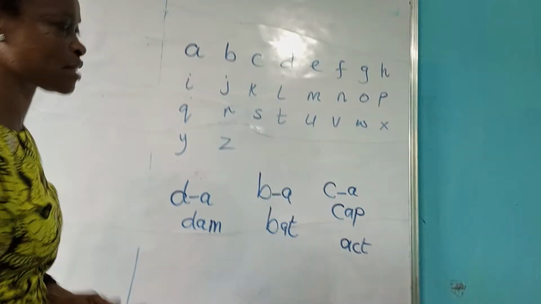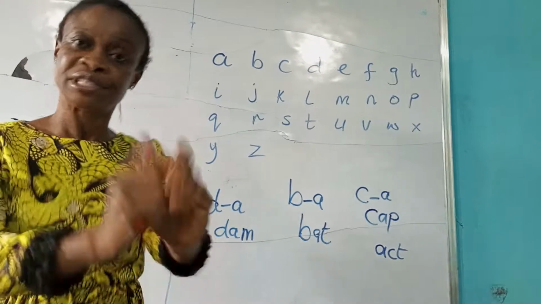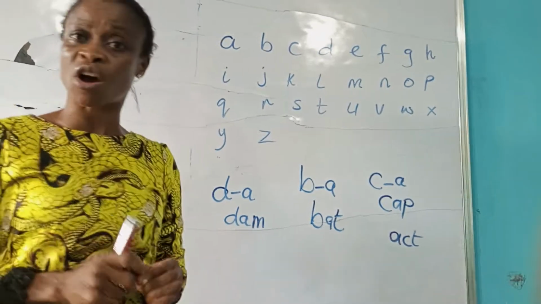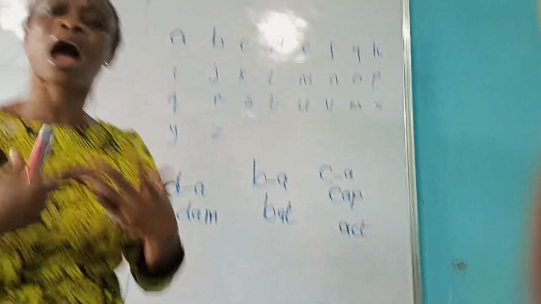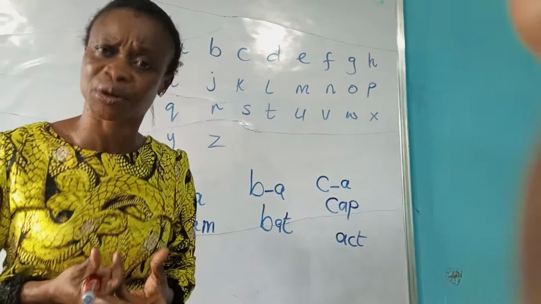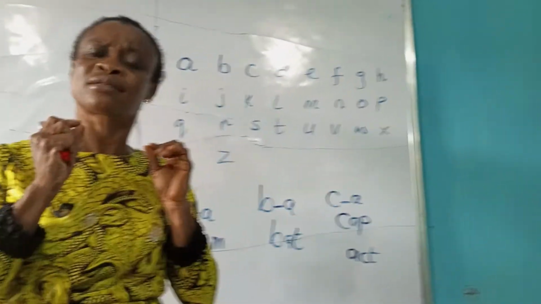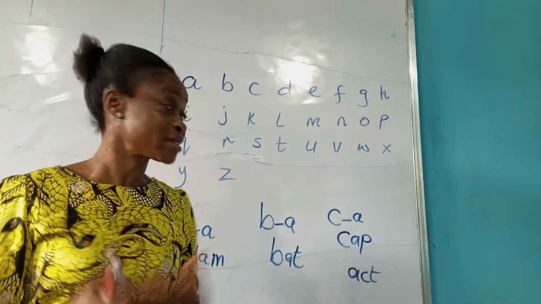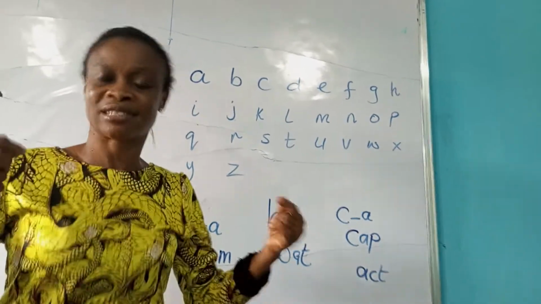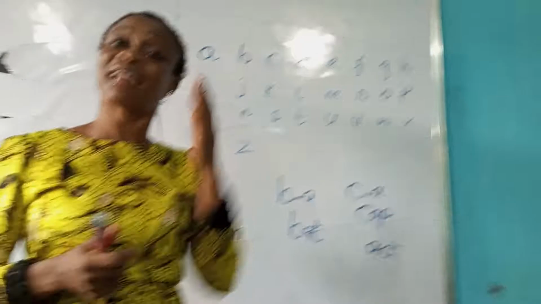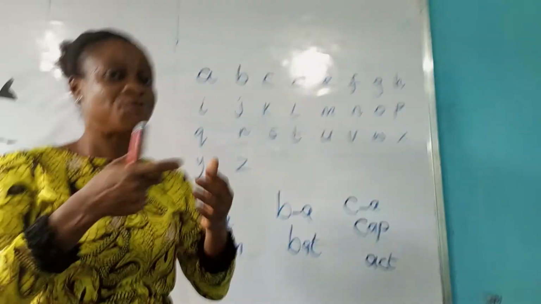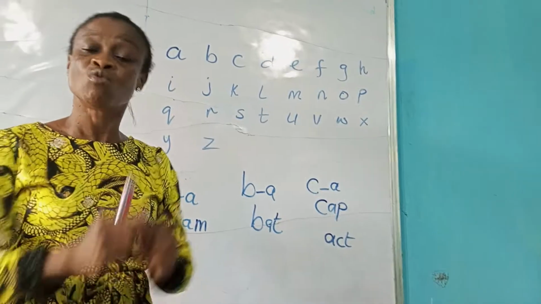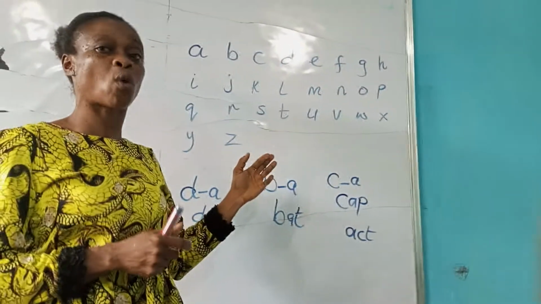Okay, let's proceed to the next consonant. Remember, like I said before, today in this video, we are looking at how to join sounds in order to form simple words, starting with consonant sounds. In our last video, we started with vowel sound, but in this current video, we're starting with consonant sounds, combination of sounds.